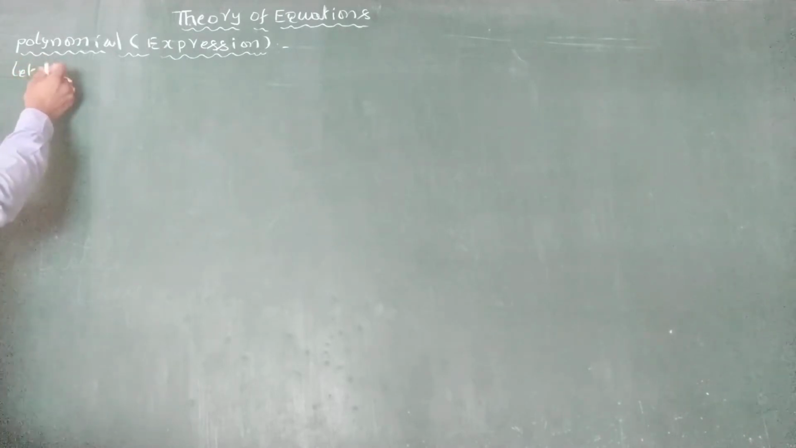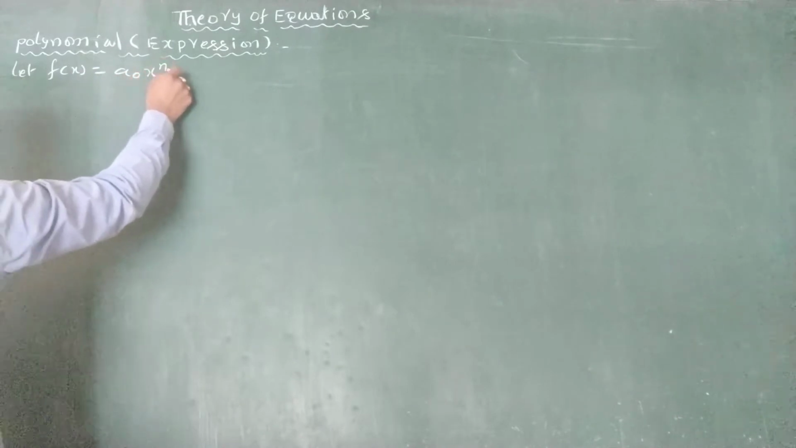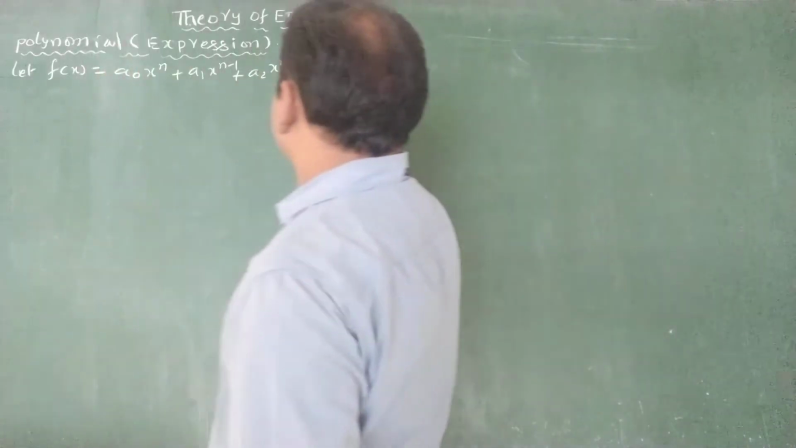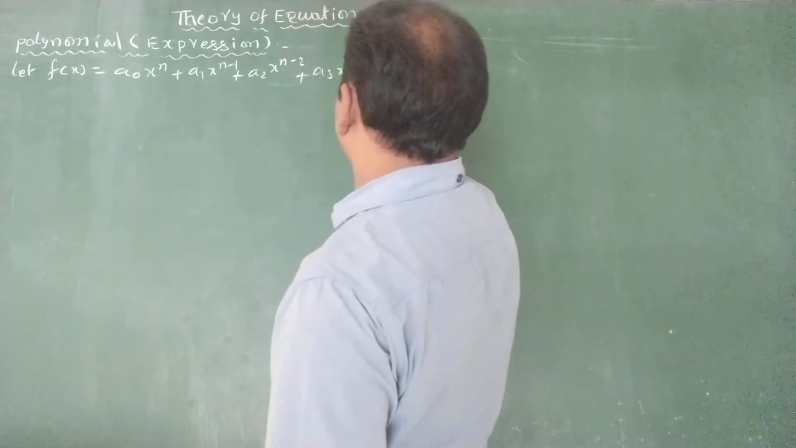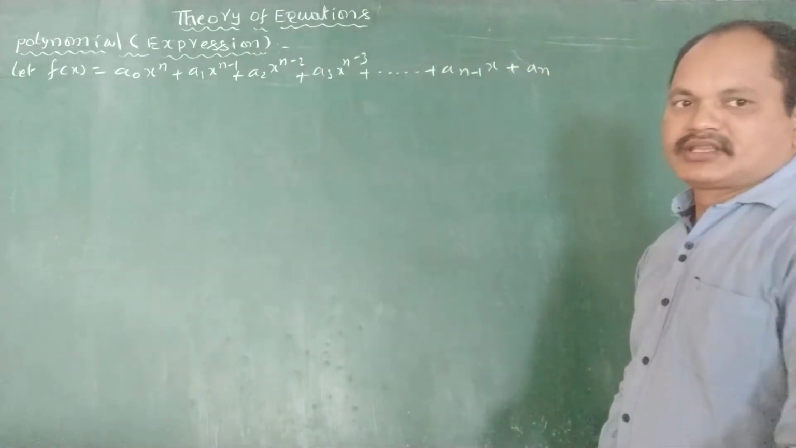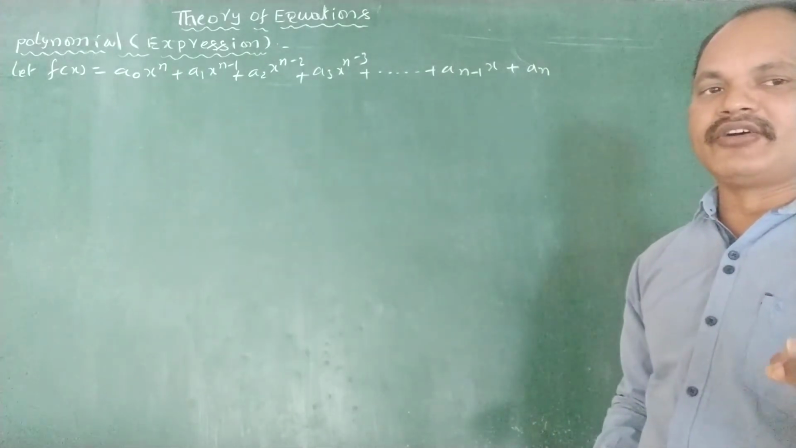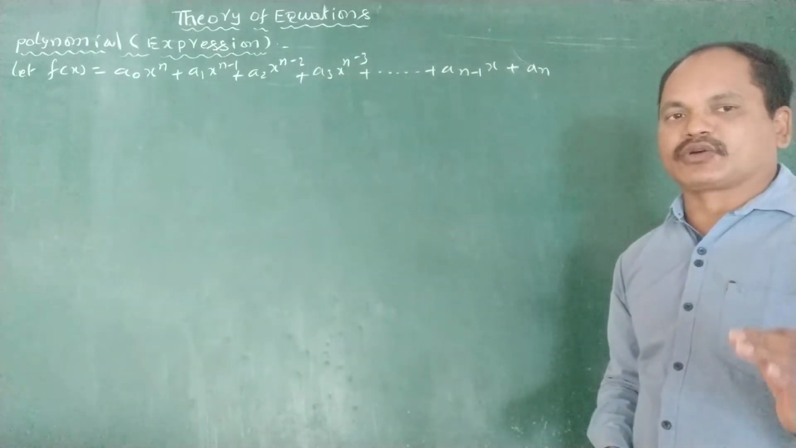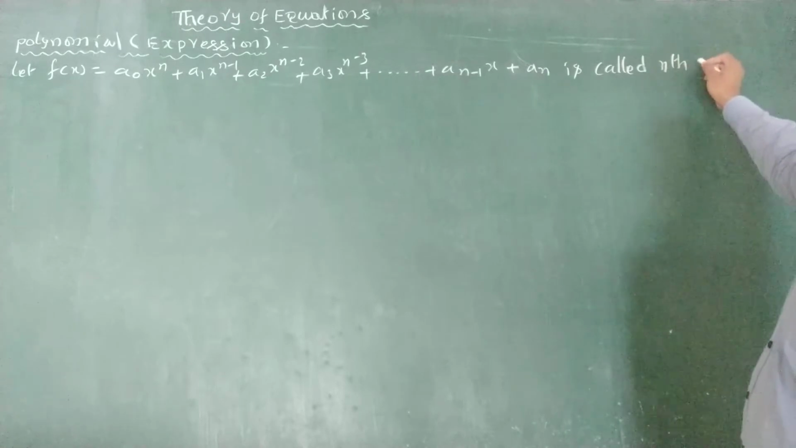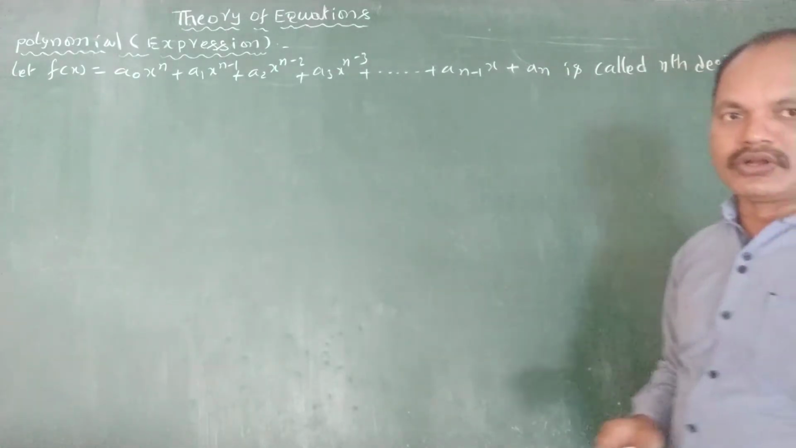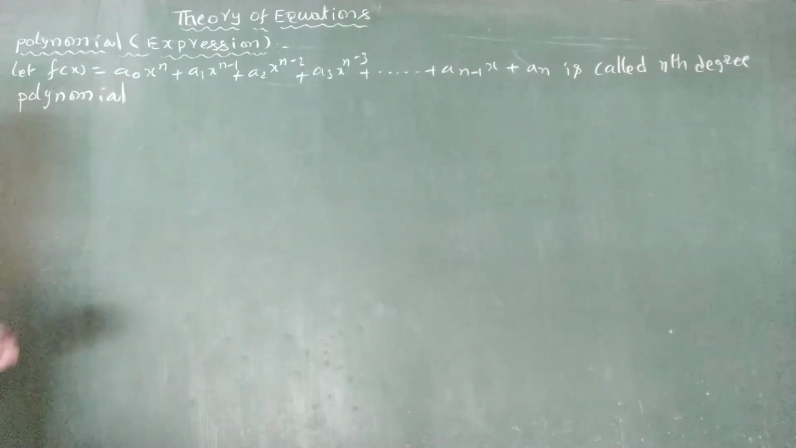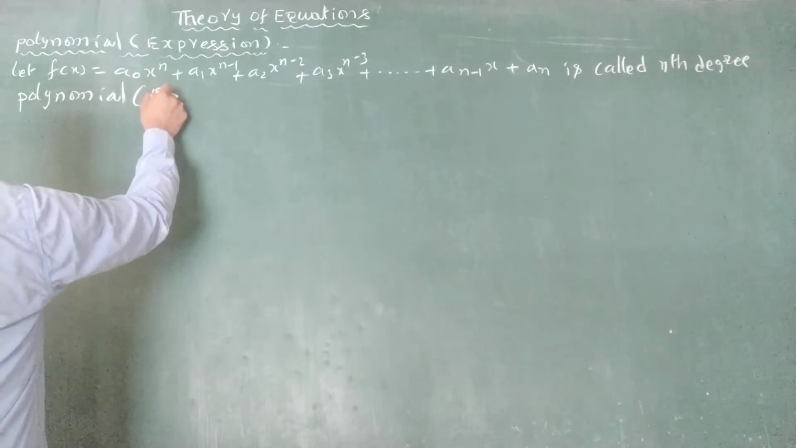Let f of x is equal to a0 x power n plus a1 x power n minus 1 plus a2 x power n minus 2 plus a3 x power n minus 3 plus so on plus an minus 1 x plus an is called a polynomial of degree n, or nth degree polynomial, or expression.